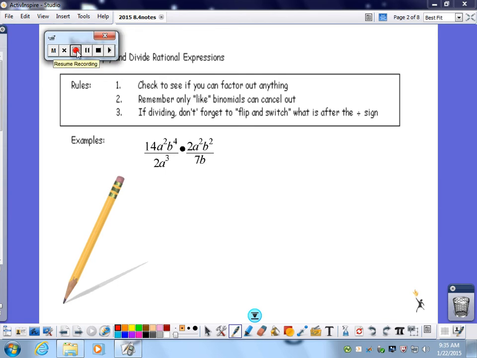Alright, let's add another rule to this. Remember, when you multiply or divide rational expressions, you don't need a common denominator.